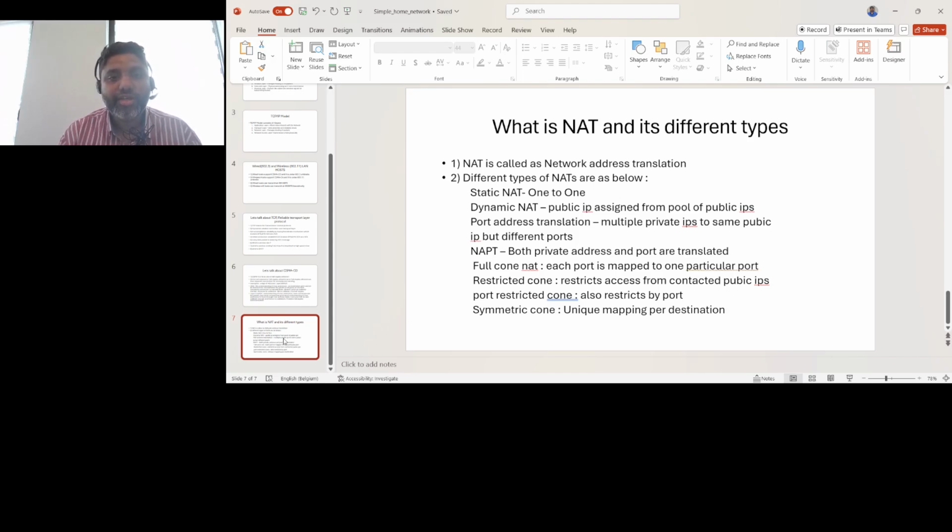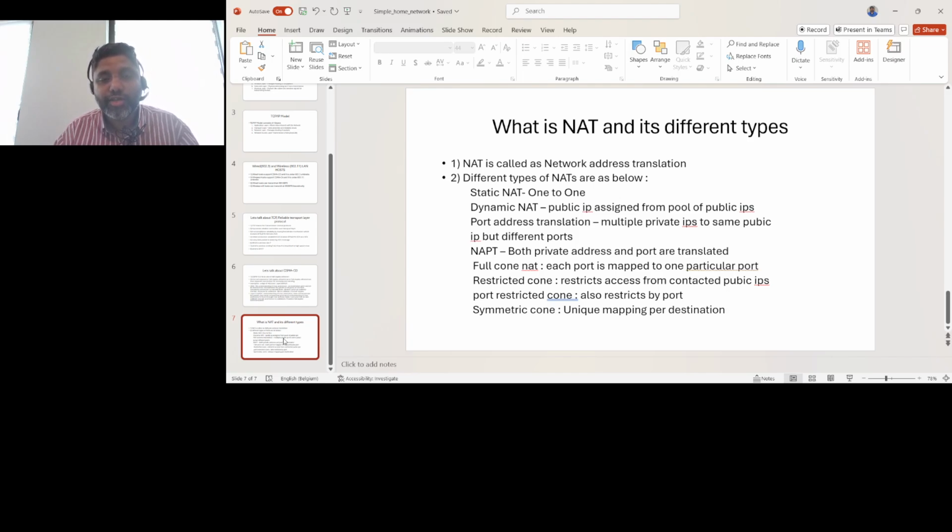What is port address translation? In port address translation, multiple private IPs are mapped to the same public IP. So there will be the same public IP for each and every private IP, right? But only the port is changed. That's why it's called port address translation. If you view my previous vlogs, I've talked about the transport layer. The transport layer port, whether it's TCP or UDP, will be changed in the case of port address translation, right? So what is NAPT? NAPT and port address translation is used in home networks.